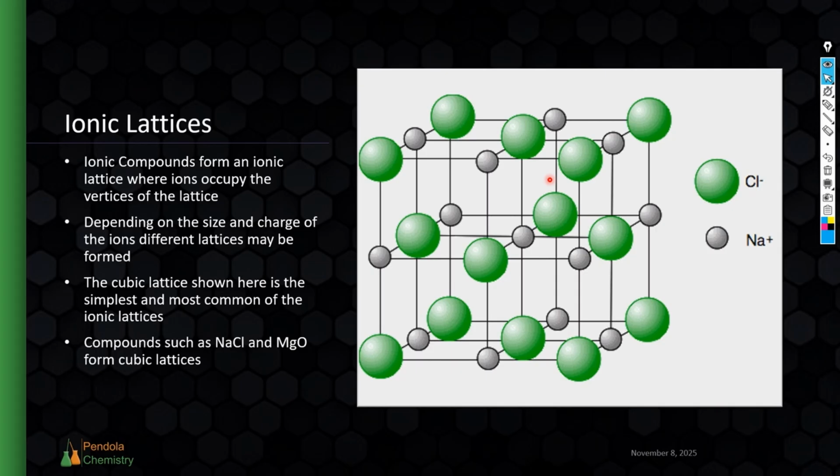Regardless of the type of ionic lattice, though, whether it's cubic or some of the other ones that you might learn in a college inorganic chemistry course, these ionic compounds are always going to form this type of ionic lattice, where at the vertices of the lattice, we either have positive or negative ions in this repeating pattern. And that repeating pattern is why this is a lattice.